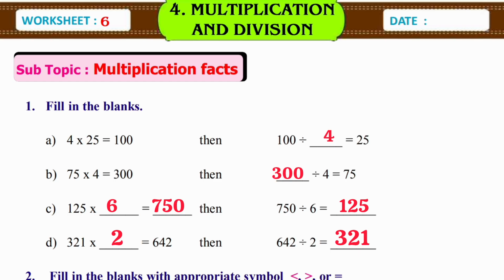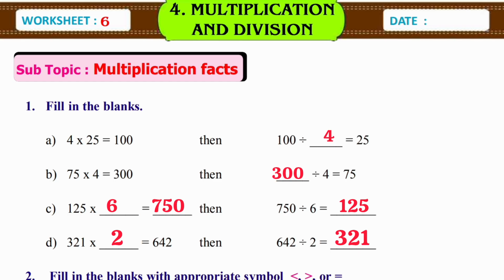Next third one, 125 multiplied by dash equal to dash. Then 750 divided by 6 equal to 125. If you observe here 750 divided by 6, first you do the division, you will get the answer as 125. From this you can write it down, 125 multiplied by 6 equal to 750. Got it? Next fourth one, 321 multiplied by dash equal to 642. If you do the division, you will get the answer as 2. Okay, write down 2. Then here 642 divided by 2 is equal to 321.